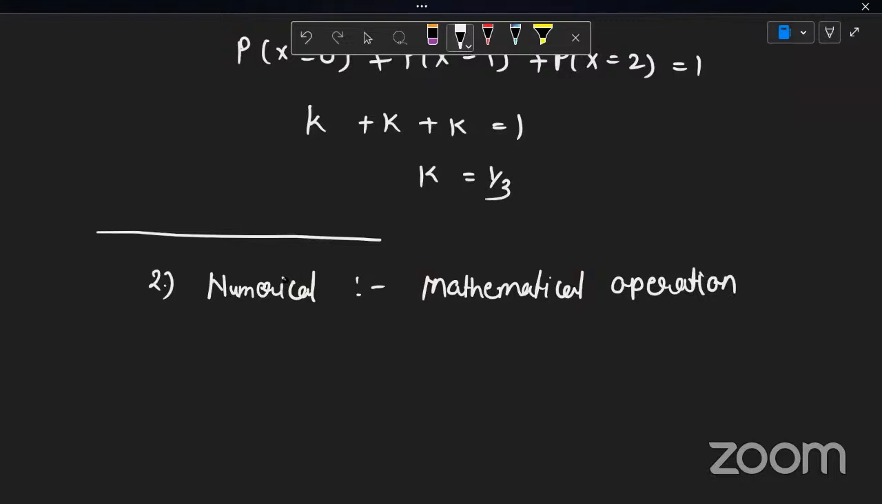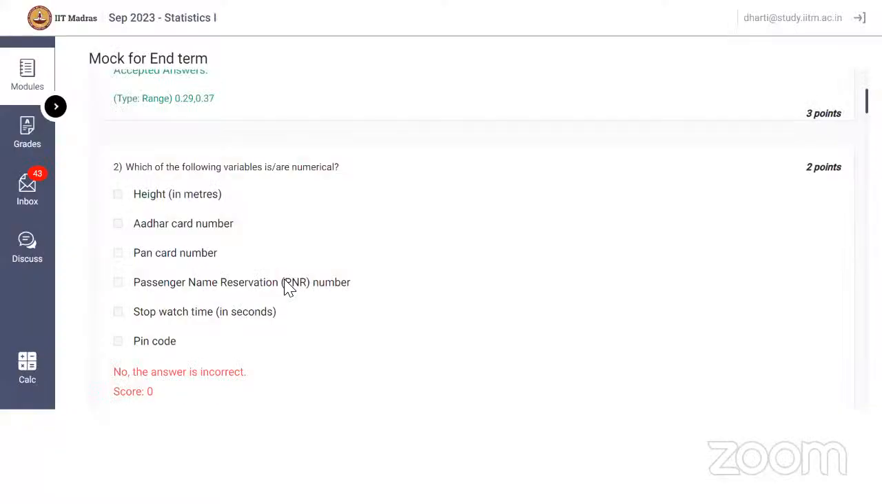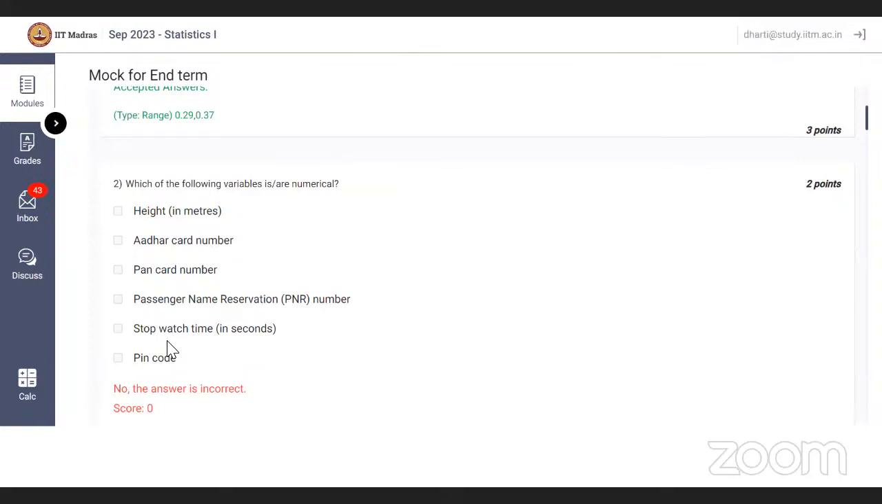So here in the options, Aadhaar card number, PAN card number, PNR number, pin code numbers, these four are categorical variables, as we do not have to do any mathematical operation with these numbers, because it will not give us any meaningful term. So here the two things, height and stopwatch time, are numerical variables. Fine.